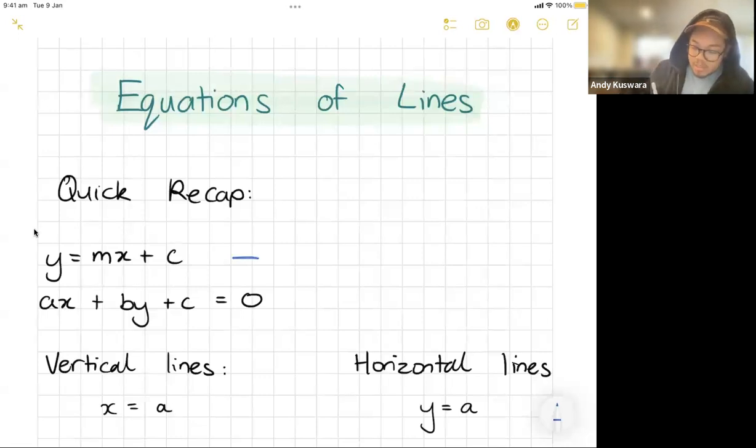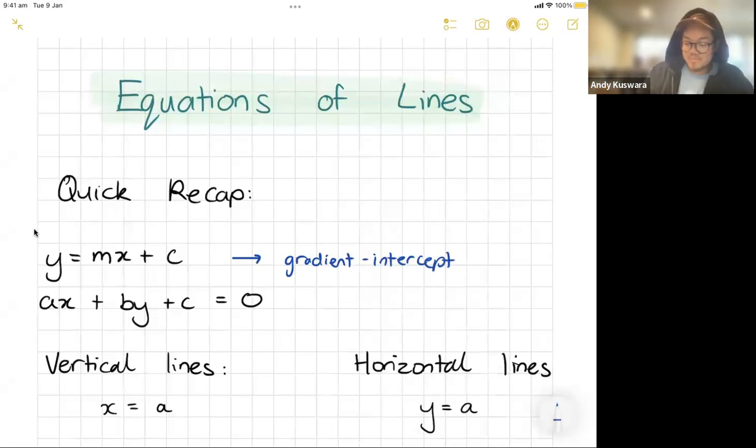y = mx + c. That's what we call our gradient-intercept form. Hopefully you remembered that the m stands for the gradient and the c stands for the intercept. We could also write it as some sort of x plus some sort of y plus something else equals 0. Whenever you've got that, that's what we call our general form.